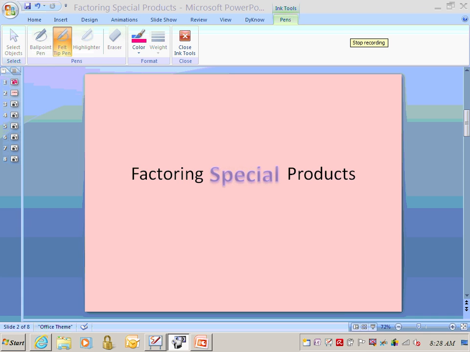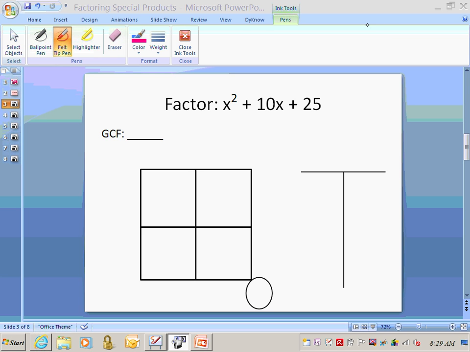Factoring special products. Okay, here's the first problem. Write it down, and see if you can work it out before I do.